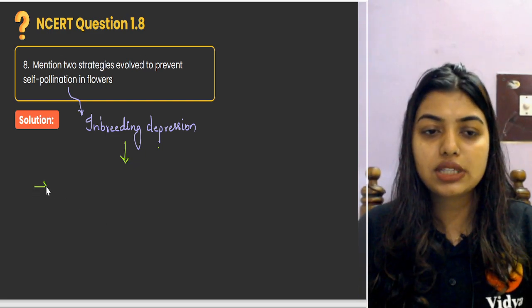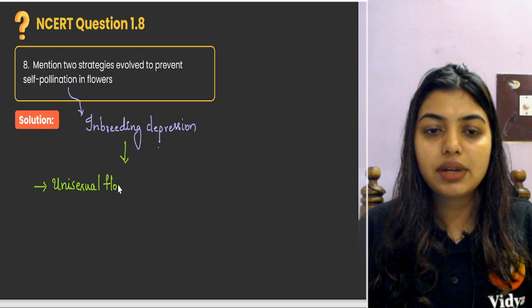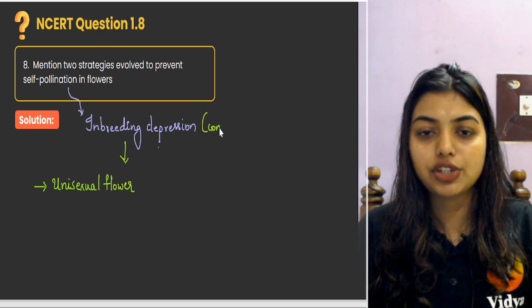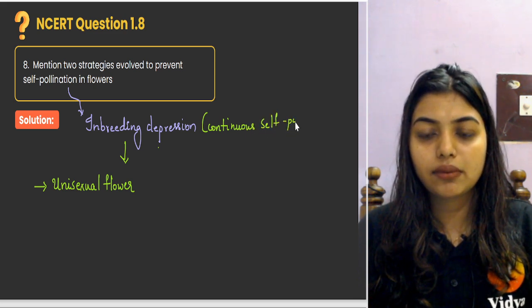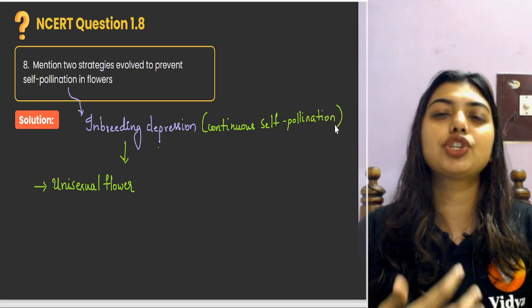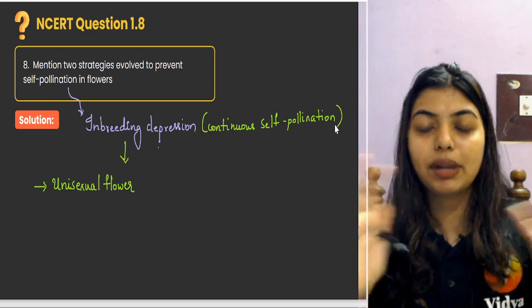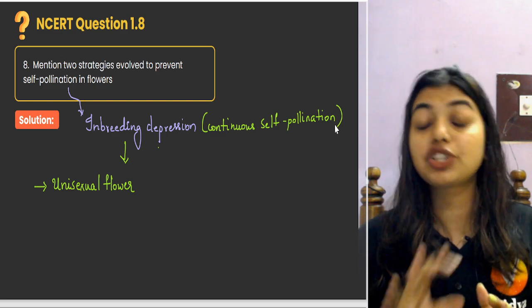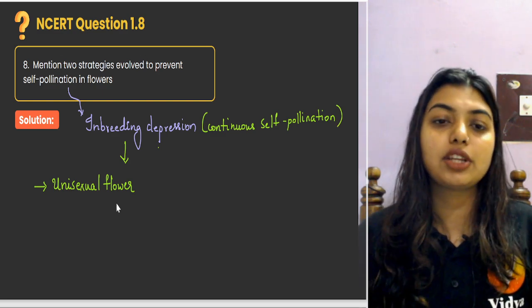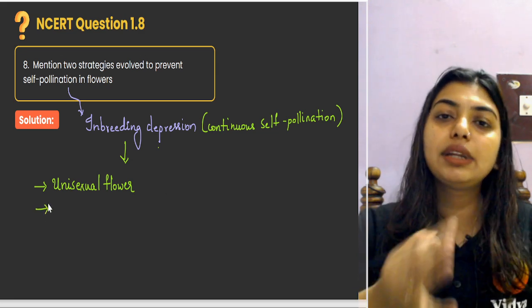So what the plants will do, first thing they will do is they will start forming unisexual flowers. Okay, unisexual flowers. Now why does inbreeding depression happen? Because of continuous self-pollination. Yes or no? Because of this continuous self-pollination, what is going to happen? The plant will go through inbreeding depression, where there is no variation at all. So the plant will decide that no, I want to come out of this depression. I am going to do something to avoid self-pollination from happening. So first thing they will do is they'll start making unisexual flowers. So this way, what is going to happen? Inbreeding depression will not happen.